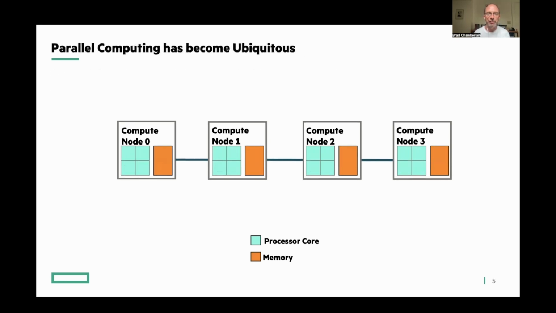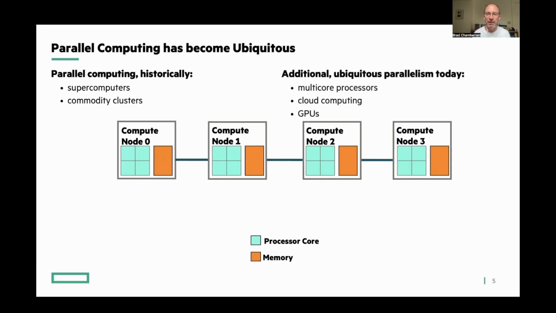Now, over time, parallel computing has become ubiquitous. Back when I was a student, it was a pretty specialized art. You had to have access to a supercomputer, or maybe your department built a commodity cluster out of some Linux boxes and a network. But generally speaking, not a lot of people had access to parallel computing. Today, we're living in a very different time. You basically can't buy a processor that isn't a multi-core processor, which means we all have parallel computing available on our desktops now.